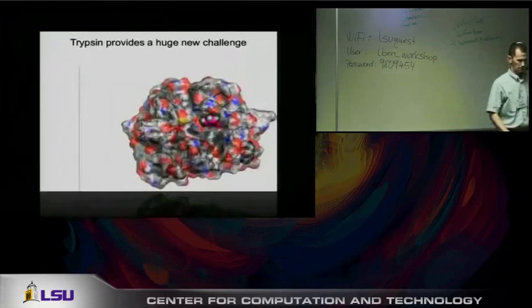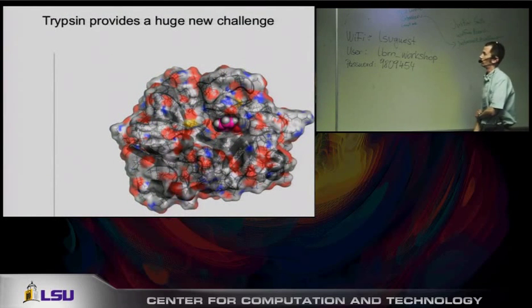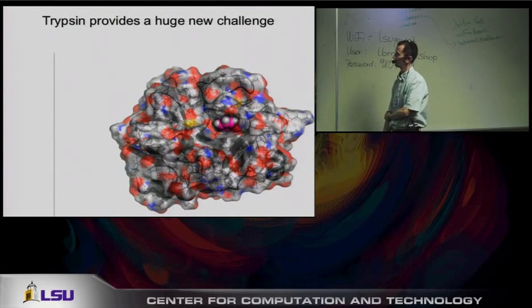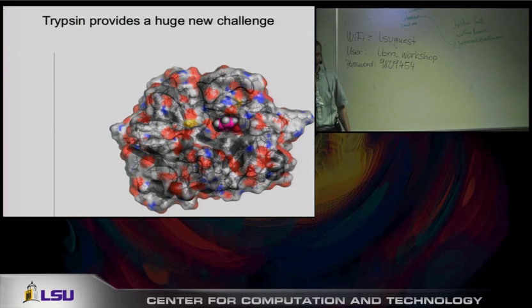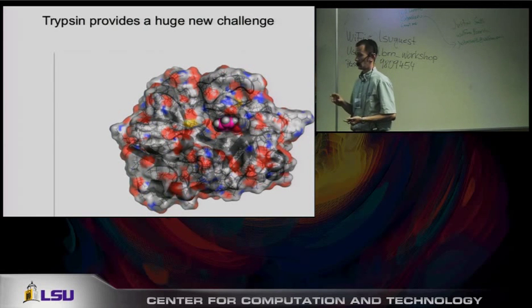Let me wrap up by telling you really quickly about something we're working on now, which is trypsin. It's a serine protease, so it's important and well studied because it's a member of the serine protease family, of which there are many targets which are important for drug discovery. It's also easy to get and easy to do structural studies on.